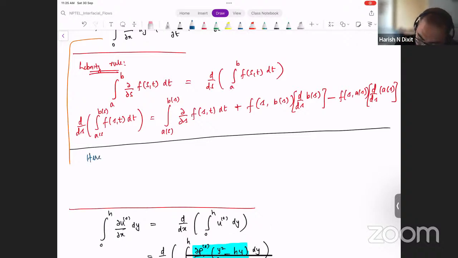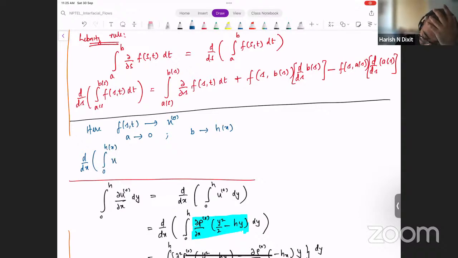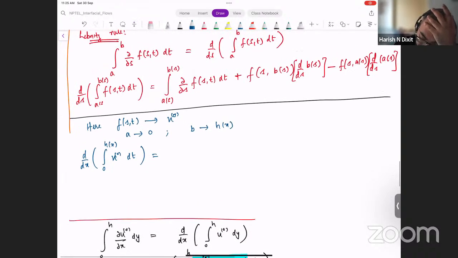Here, I can simply say f of s comma t becomes u0, right? And a is 0 and b is h of x. So I simply have d by dx of the integral from 0 to h of x of u0 dt. Please let me know if you notice a mistake in any of this.